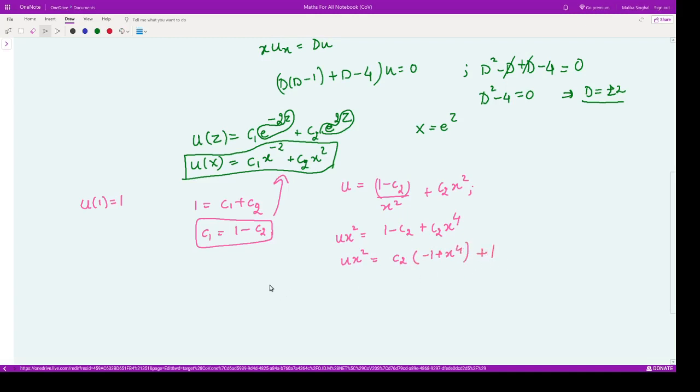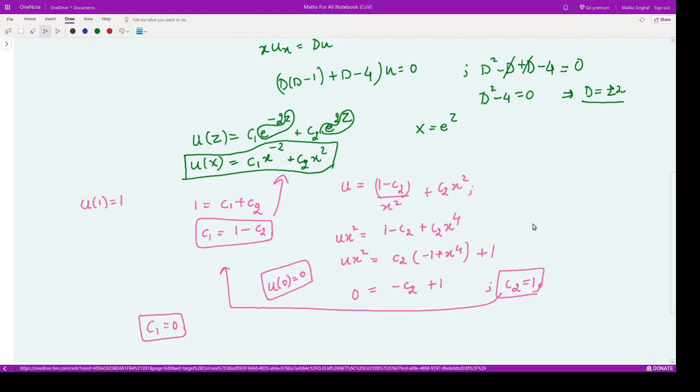So now let me substitute the other boundary condition, u(0) is equal to 0. What I get is 0 is equal to minus c2 plus 1. So this gives me c2 is equal to 1. If c2 is equal to 1, substituting the value of c2 in this equation, what I get is c1 is equal to 0. If c1 is 0 and c2 is 1, what is my solution? My solution becomes u is equal to x squared, right? So let's have a final look at our options.